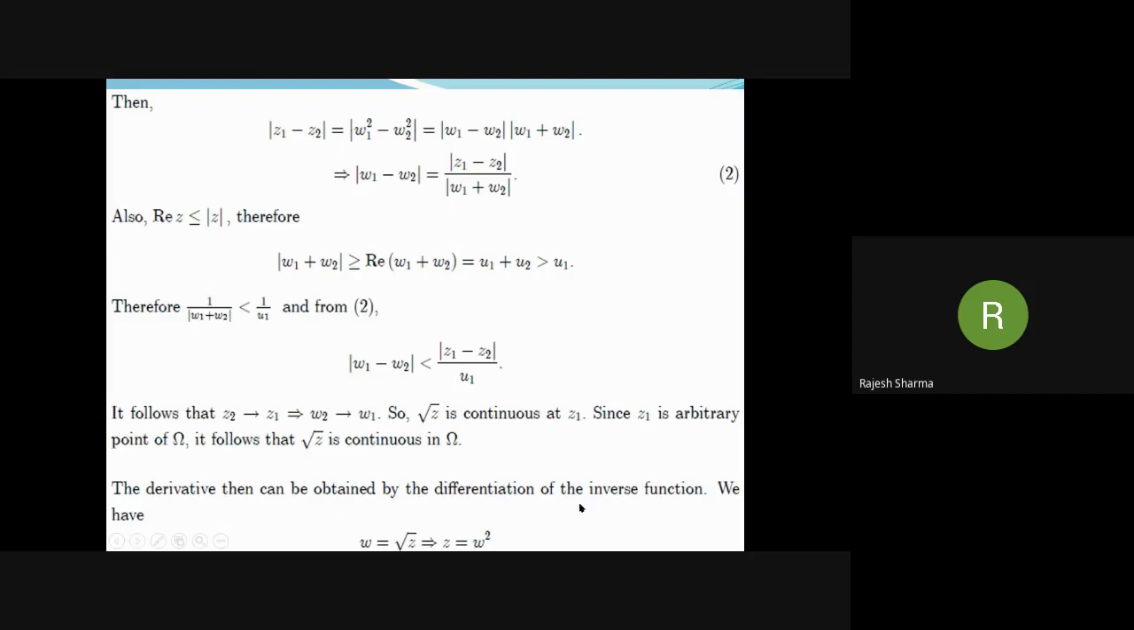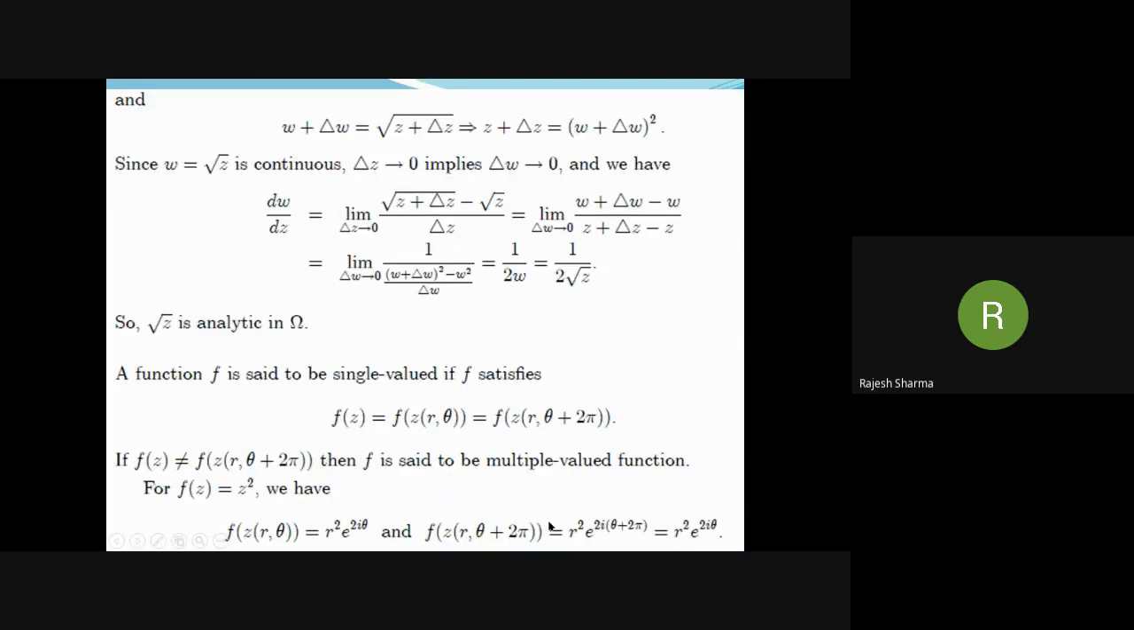Now the derivative can be obtained by differentiation of the inverse function. Write w is equal to root z, this means z is equal to w square. And similarly, w plus delta w is equal to root of z plus delta z. This implies z plus delta z is w plus delta w whole square. Now we have shown that root z is continuous. Therefore, delta z goes to 0 implies delta w goes to 0. And by definition of derivative, dw by dz is equal to limit delta z goes to 0 of root of z plus delta z minus root z over delta z.